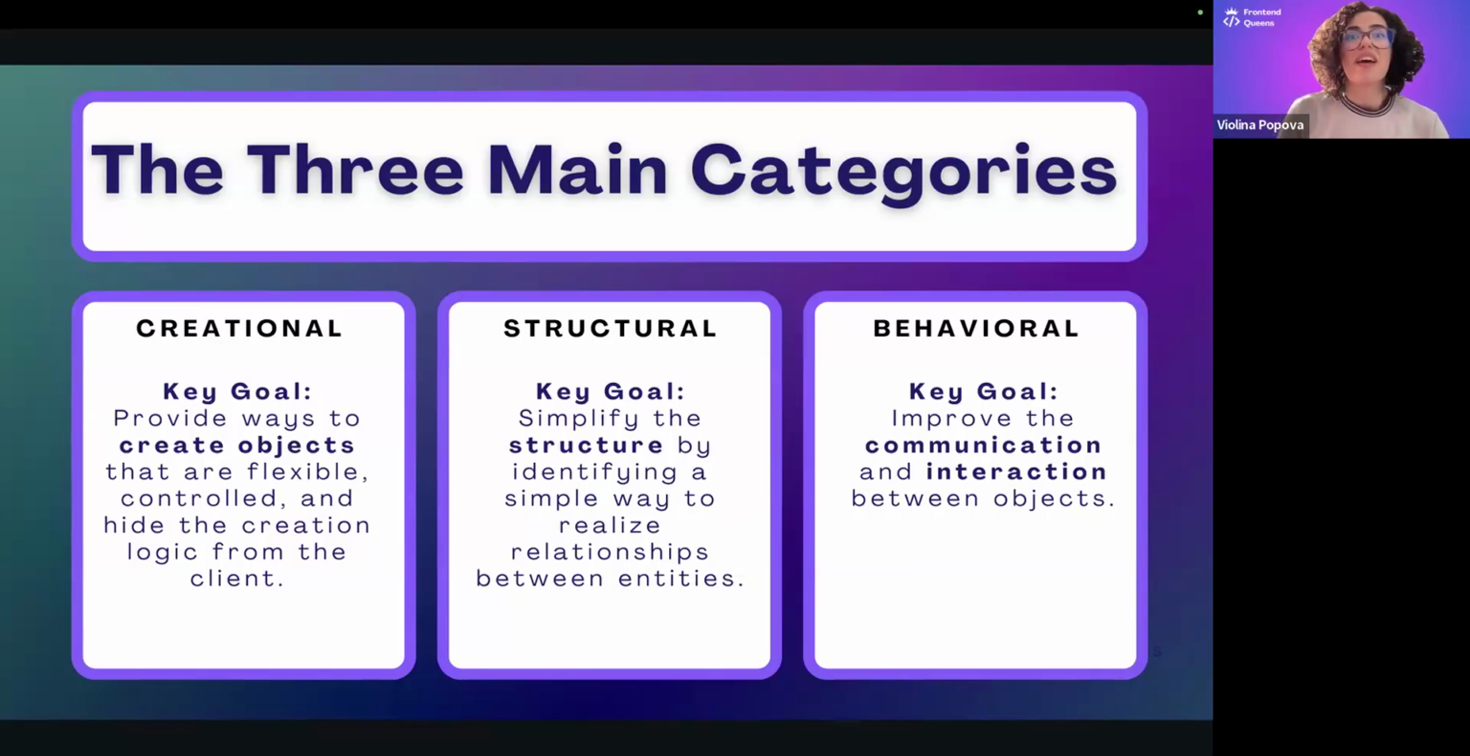And finally, we have the behavioral design patterns. These patterns are all about how objects communicate and interact with each other. They focus on algorithms and the assignment of responsibilities between objects, making interactions more flexible and robust. The key goal of behavioral design patterns is to improve the communication and interaction between objects. And some widely used behavioral patterns are observer, state, iterator, template method.